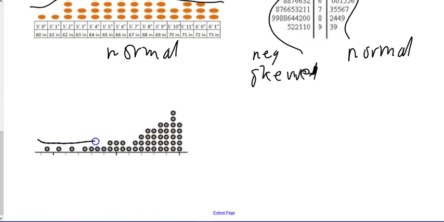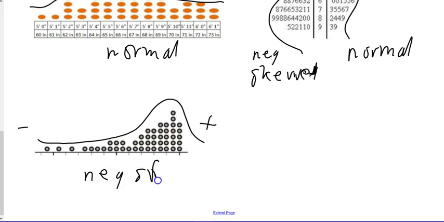Now here is what I was talking about. We have a definite tail. Now, where is the tail of the whale? It's on the left side, the negative side. So this is going to be negatively skewed. That's supposed to be K.